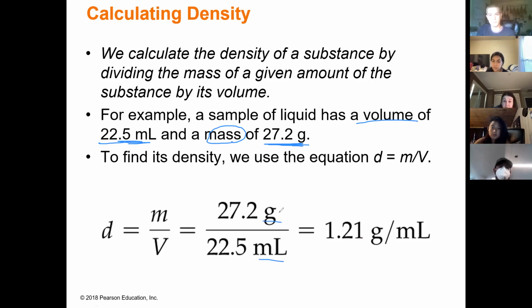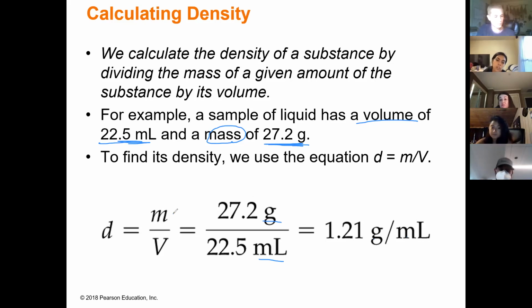We're solving for density. The units won't cancel, right? Gram can't cancel with milliliter. So both units come back with us and we want that. We want a double unit. So that 27.2 grams divided by the 22.5 milliliters will end up giving us a value of 1.21 grams per milliliter. And we bring both units with us. It's pretty simple when it comes to using this equation.